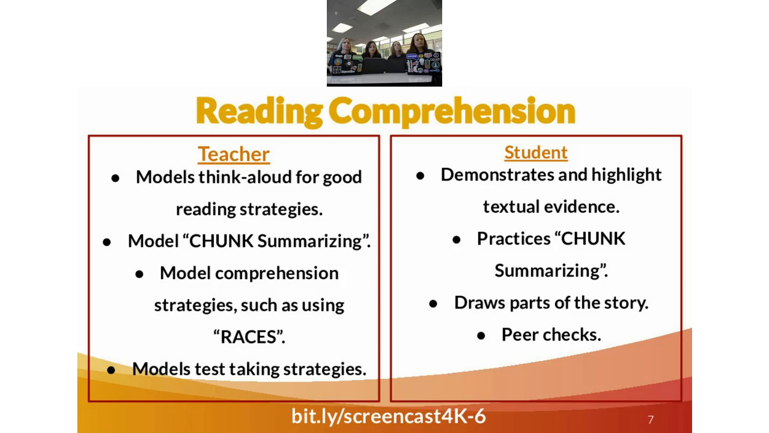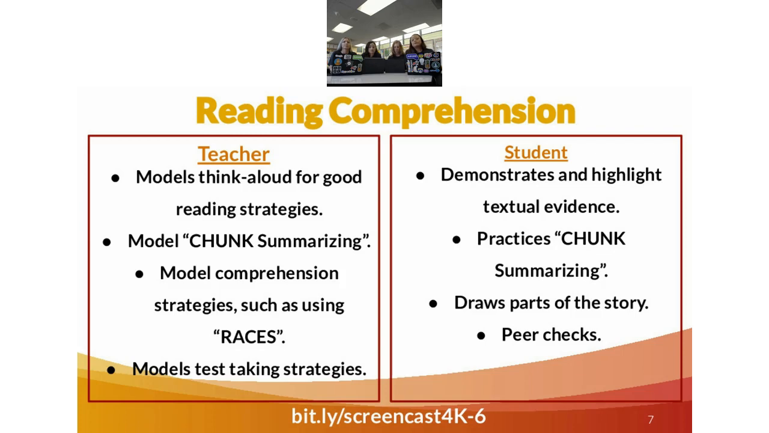Another way is through chunk summarizing. The teacher would model this by reading from a passage, stopping to summarize what they have read. And comprehension strategies like RACES just show how they would find textual evidence to support an answer, and even modeling test-taking strategies, so eliminating answers and things like that.